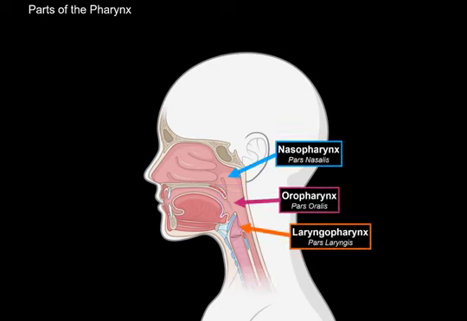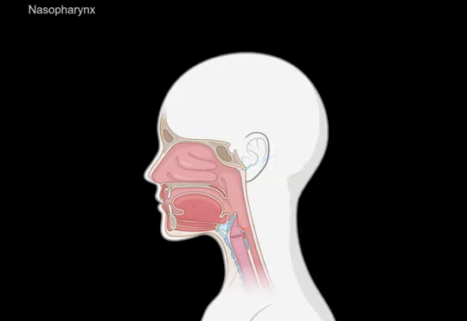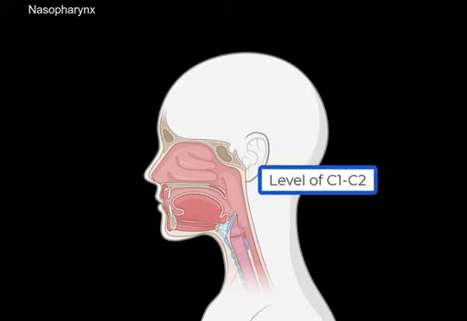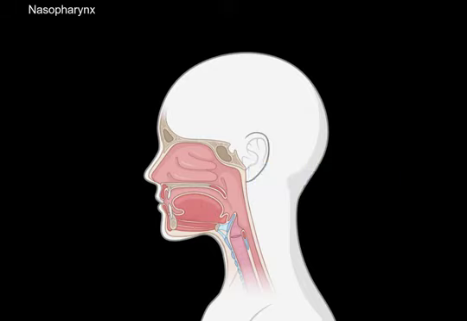Let's expand on that by going through all the structures associated with the nasopharynx. The nasopharynx corresponds to the level of the first to second cervical vertebrae and is attached to the base of the skull. The attachment points between the pharynx and the base of the skull are called fornix pharyngeus, or translated as the vault of pharynx. The vault of pharynx is where the mucosa, which is the wet surface of the pharynx, is firmly attached to specific regions on the base of the skull.